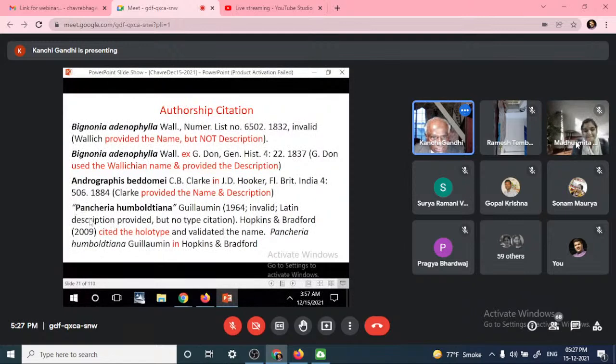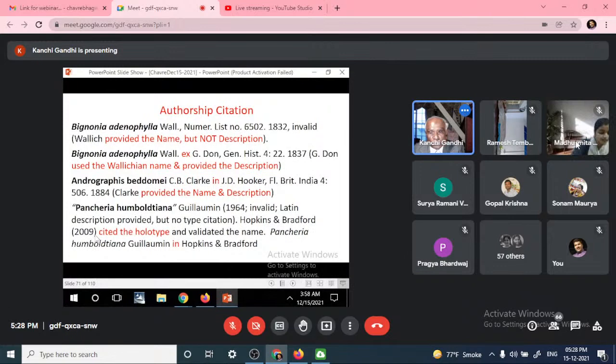Pancheria ambrosiana Guillaumin in 1964. He provided a Latin description, but he did not cite a type. I mentioned that from 1958 onward, all names must have a type. So for a 1964 name, there was no type, so the name is invalid. Then in 2009, Hopkins and Bradford cited a holotype for Pancheria ambrosiana. So the name became valid in 2009.